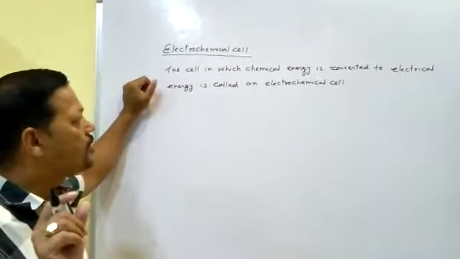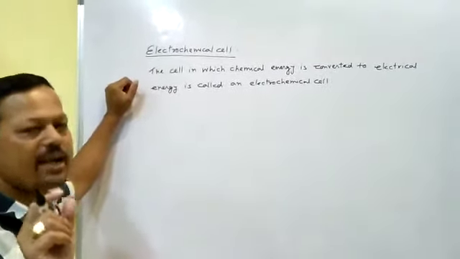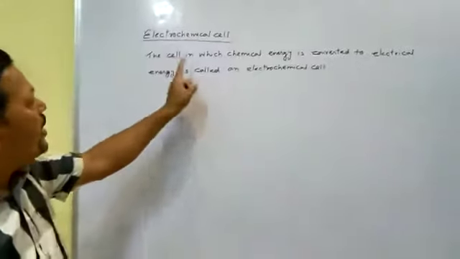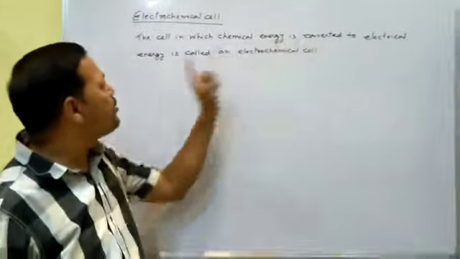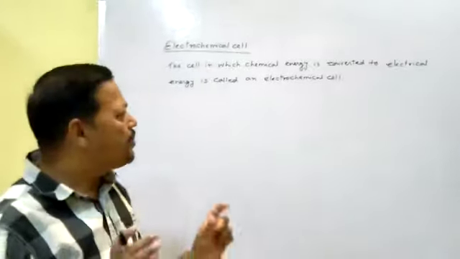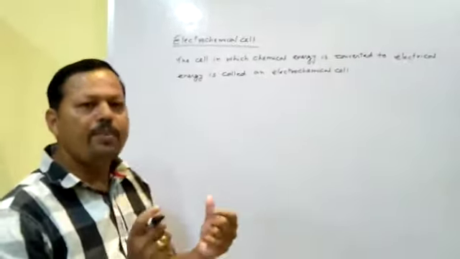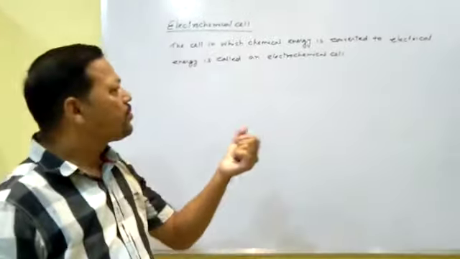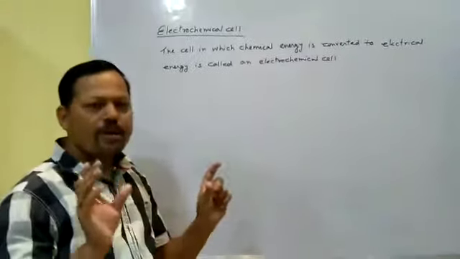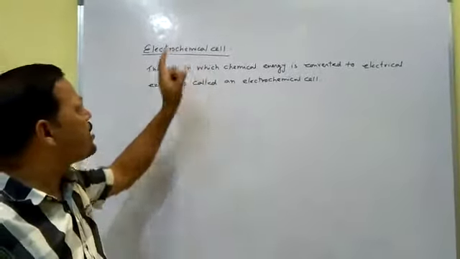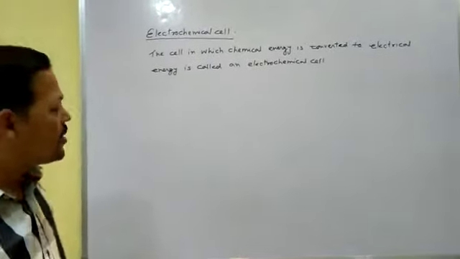Electrochemical cell means those cells in which chemical energy is converted to electrical energy. That means by doing some chemical reaction, you can convert chemical energy to electrical energy, I mean, you can produce electricity, and that type of cells are called electrochemical cell.